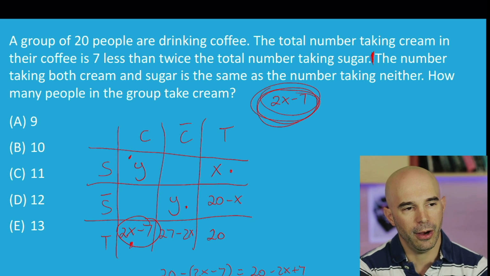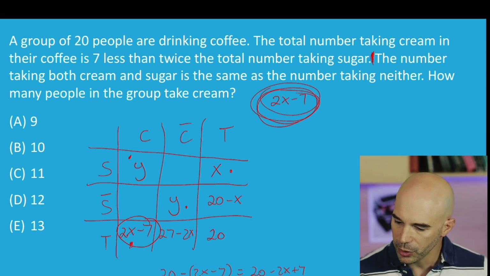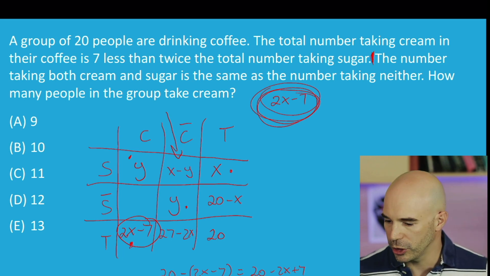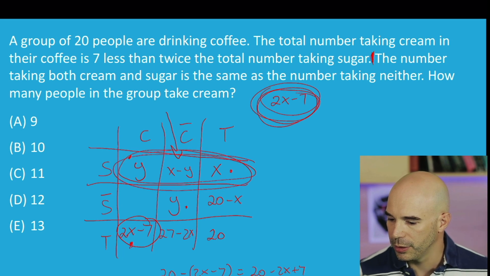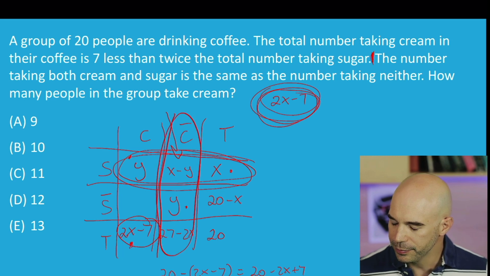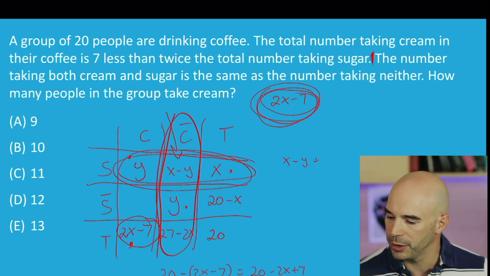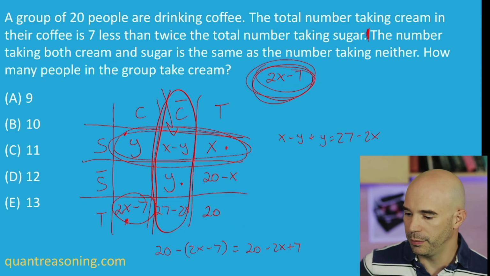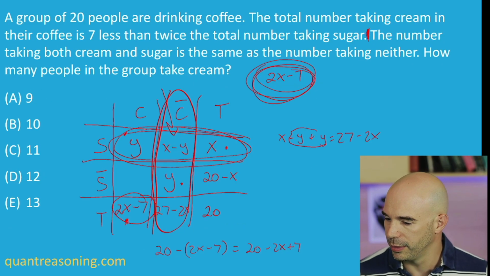Okay, now how are we going to find 2x minus 7? What do we have to work with here? Well, I can say for this upper middle cell that that's x minus y, just by looking at that upper row. That middle cell must be x minus y. And now looking at the middle column, I can build the following equation. x minus y plus y equals 27 minus 2x. So the minus y and plus y disappear. And if I add 2x to both sides, I get 3x is 27, so x is 9.